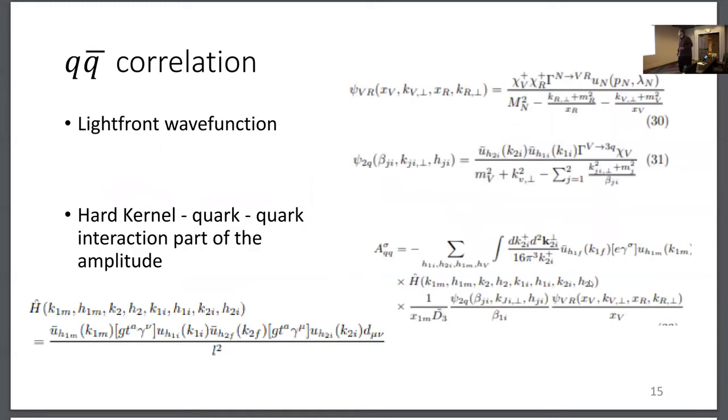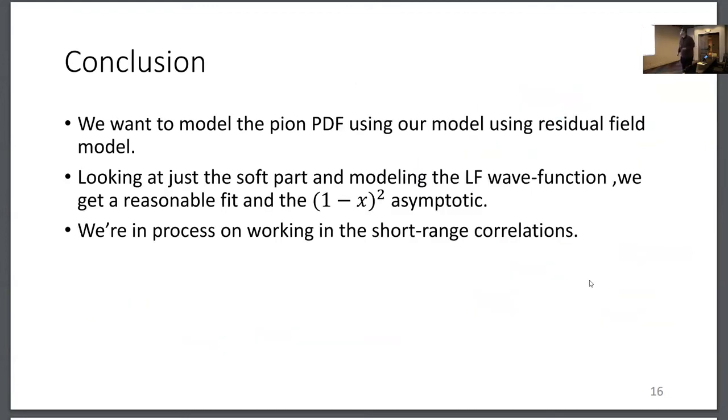Okay. Here's some of the calculation. Again, you've seen the wave function, using the light front rules. And we get a hard kernel for the quark-quark interaction. And this is what we're trying to calculate. And the amplitude simplifies, it's proportional to the hard contribution and the light front wave function. So this is like a factorization in some sense. Yeah, so that's our goal for this project. This is our side project.